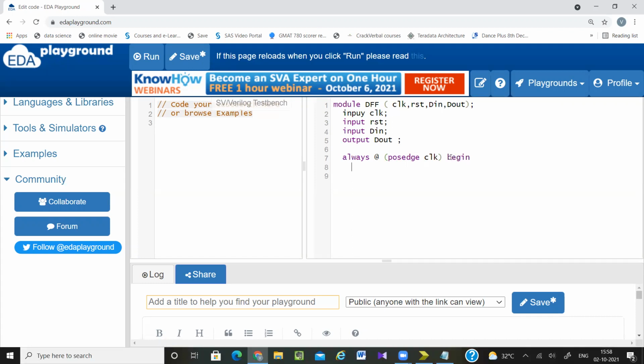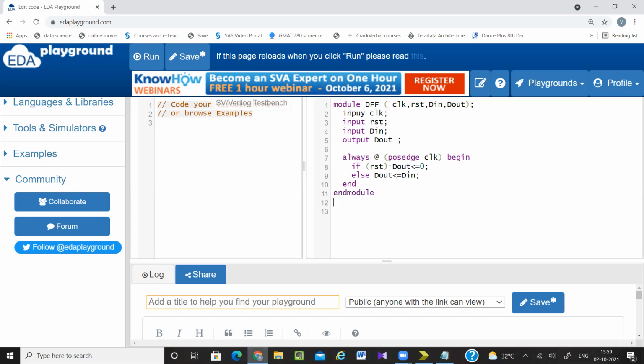So begin, if reset, then D out is equal to 0. This type of assignment is known as non-blocking assignment. Whenever you are designing a sequential circuit, always use non-blocking assignment. Blocking assignment sometimes may give you the correct result, but post synthesis it will create issues. So better always use non-blocking assignment while designing a sequential circuit. Else, D out is equal to D in, then end module.